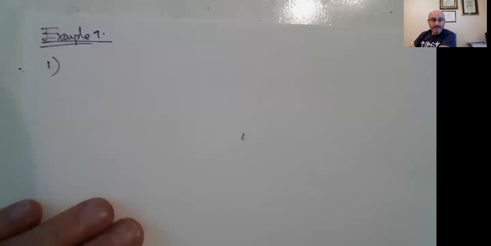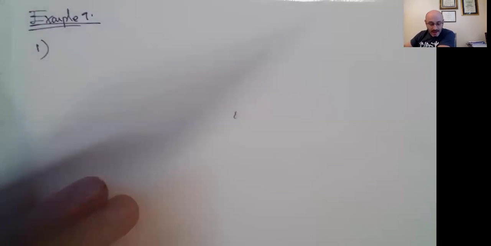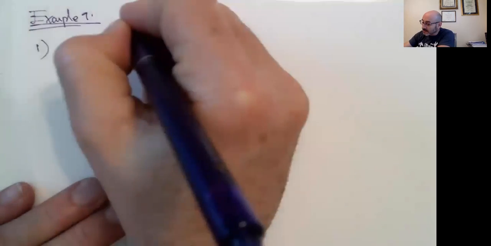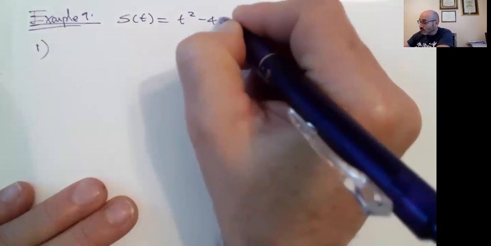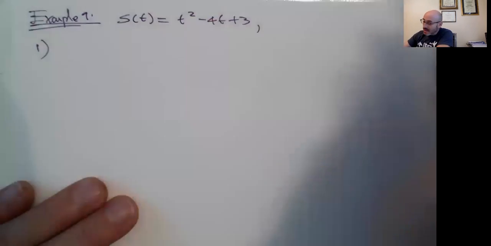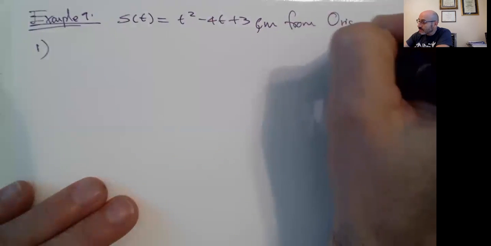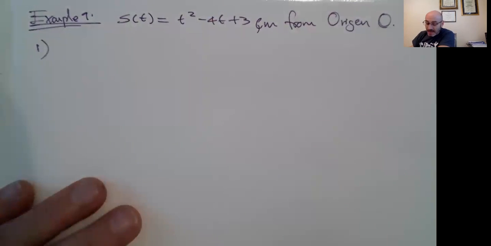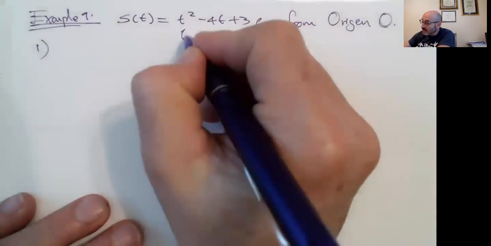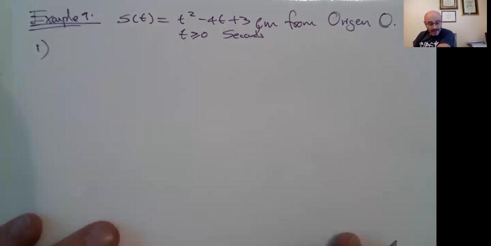Let's talk about this, right? It says an object moves in a straight line with a position given by this. So this is the position function. t squared minus 4t plus 3 centimeters from the origin, which in this case is O. And the time t is in seconds. So t is greater than or equal to 0 and is in seconds. So the first question there is to find expressions for the object velocity and acceleration.